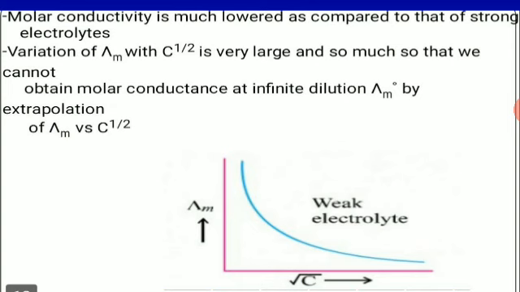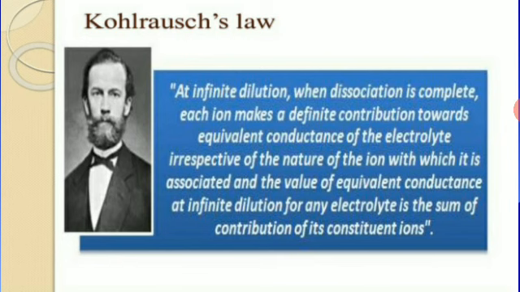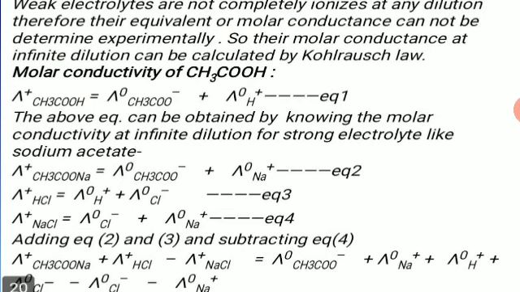So for this we have a law called Kohlrausch's law, and it is defined as: at infinite dilution, when dissociation is complete, each ion makes a definite contribution toward the equivalent conductance of the electrolyte, irrespective of the nature of the ion with which it is associated, and the value of equivalent conductance at infinite dilution of any electrolyte is the sum of the contributions of its constituent ions.